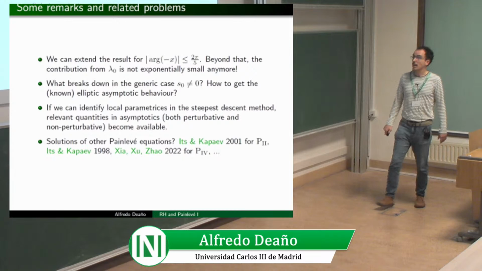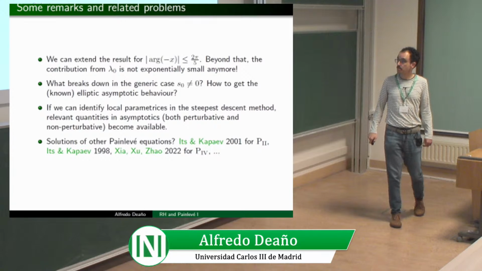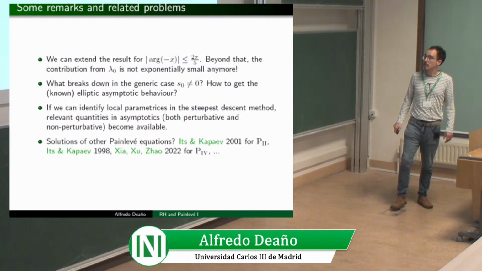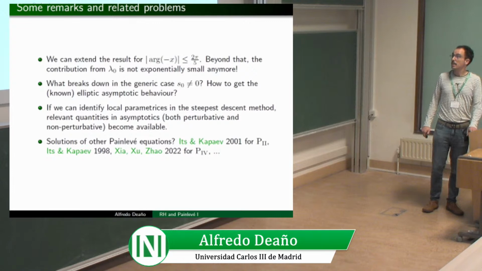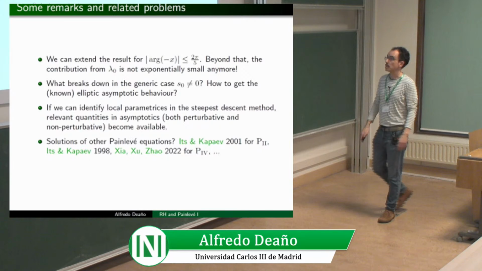And there are many other examples in, for example, the paper of Kapaev on Painlevé II. There are examples in Painlevé IV, for example, and other cases. So this is just one possible methodology. As I said, there are other methods, and it's quite technical, but I think it's nice in the sense that clearly you get all the information that you expect from the different pieces in the stiffness analysis.